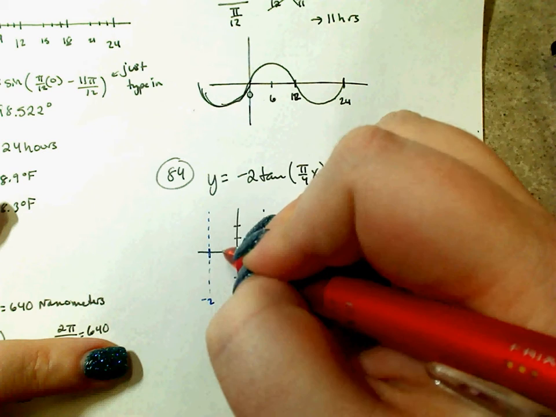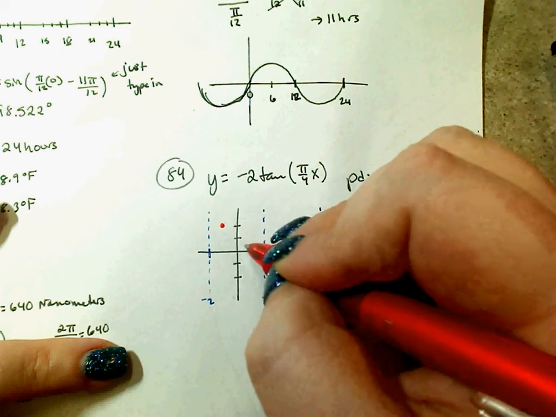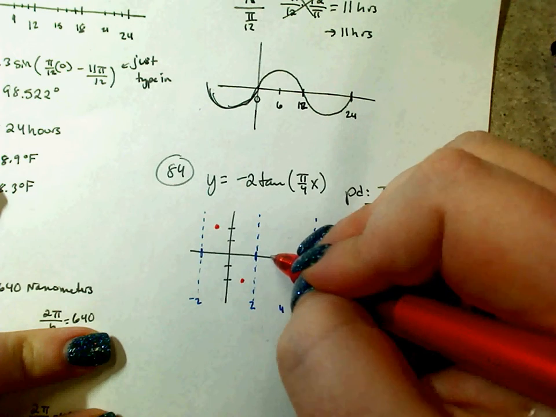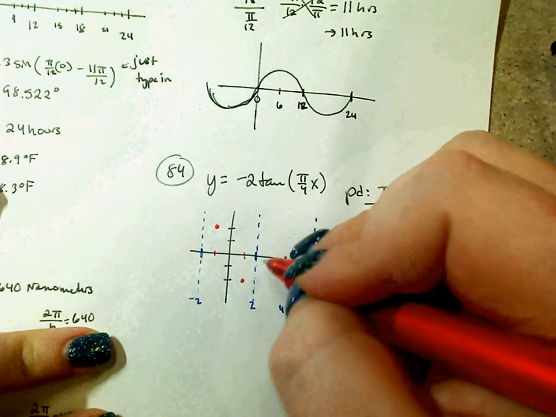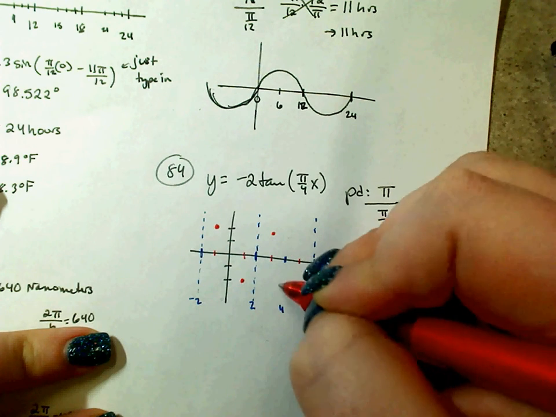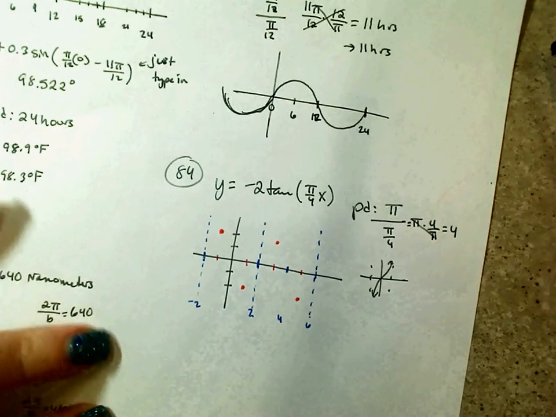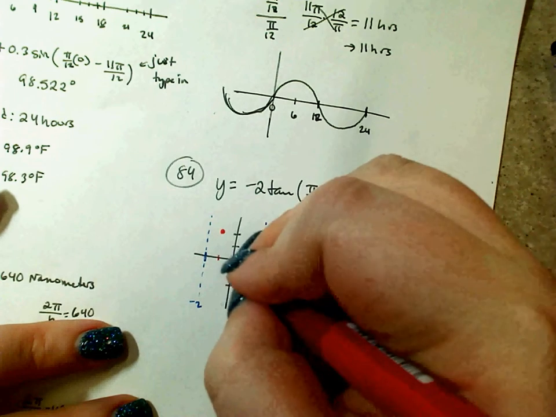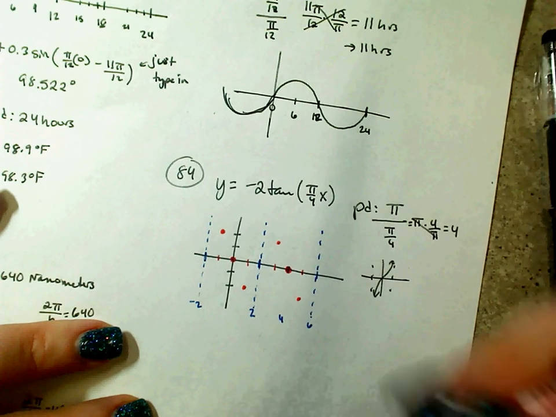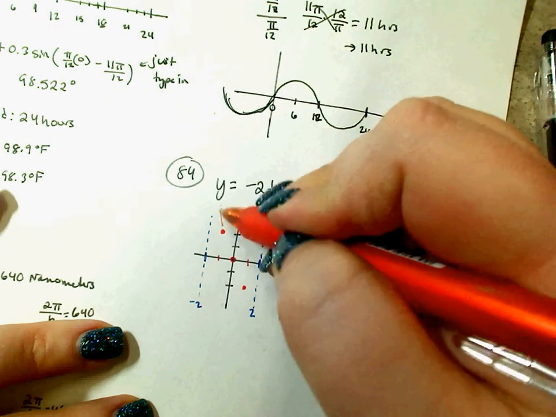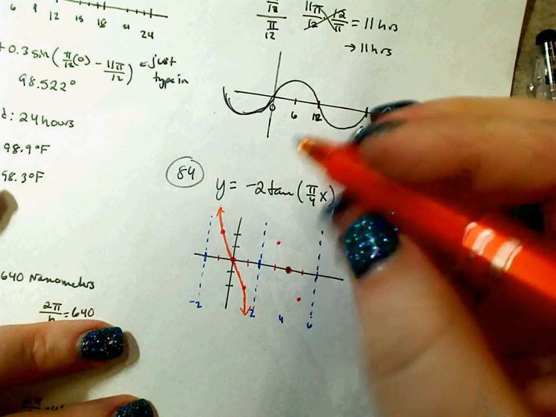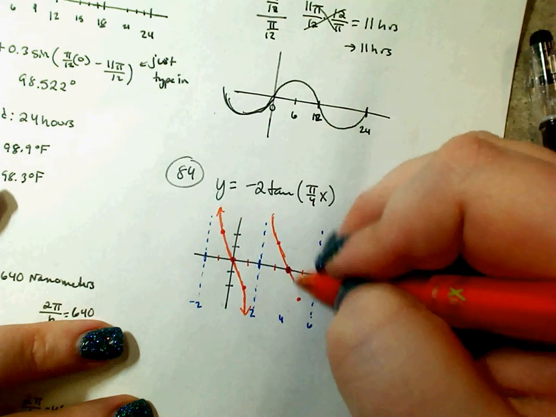Again, at 3, I need to be up here at 2. And at 5, I need to be down here at -2. So I've got my midpoints and my midline, my zeros, I should say. And my graph. So you can like this. It comes down, goes through. And there is my tangent wave.